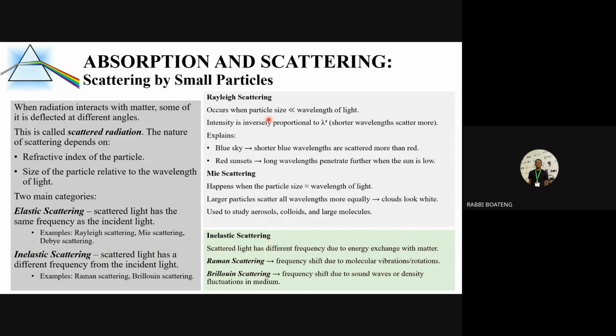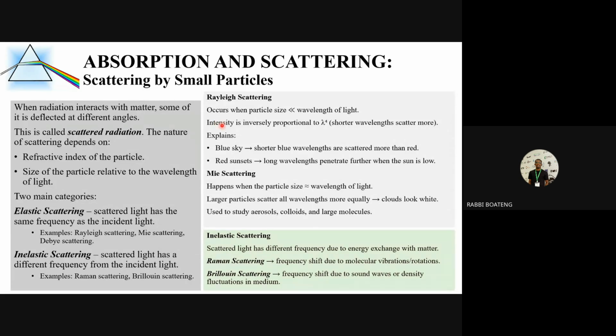Is that okay? And you saw a question where, for Rayleigh scattering, the intensity was related to wavelength. And here it's related as 1 over lambda raised to the power 4, where lambda is the wavelength. So it means that anytime we have a shorter wavelength, extremely shorter wavelength, we expect intensity to increase.